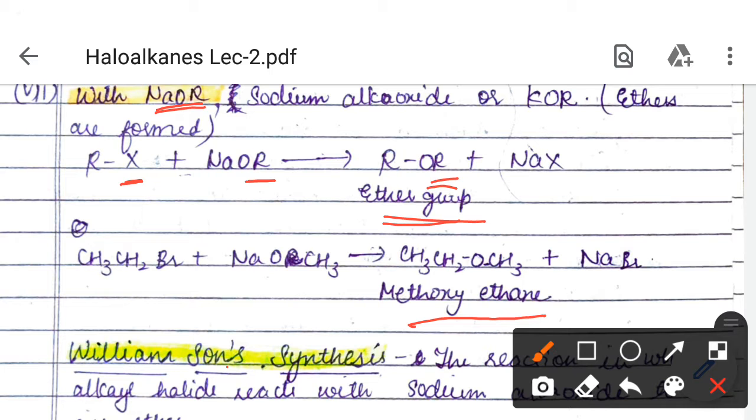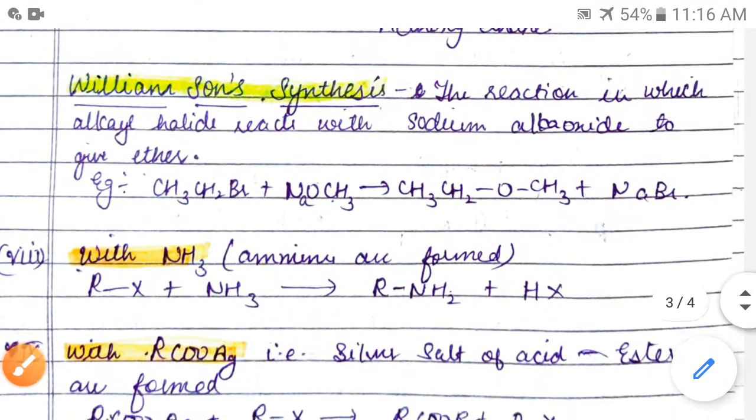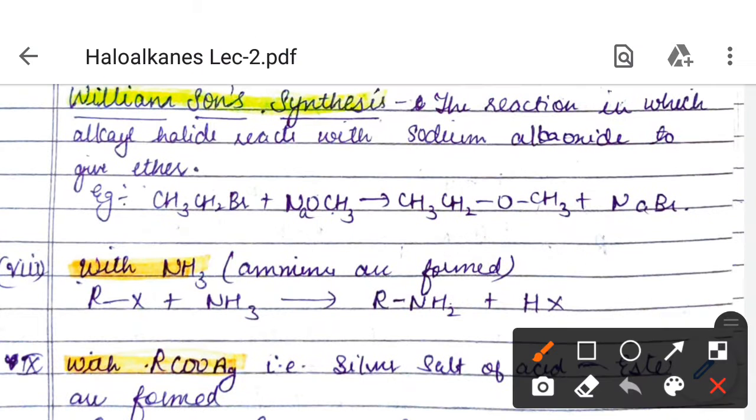And this method in which we prepare ethers is called Williamson synthesis, that is the reaction in which alkyl halides react with sodium alkoxide to give ethers. This reaction is called Williamson synthesis. This reaction is also important for naming reactions.